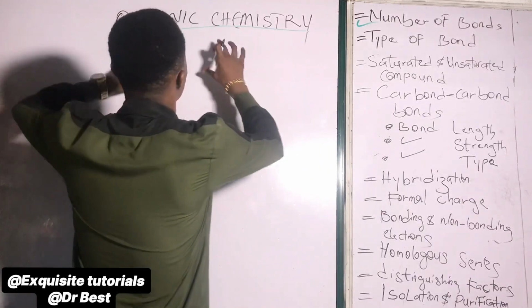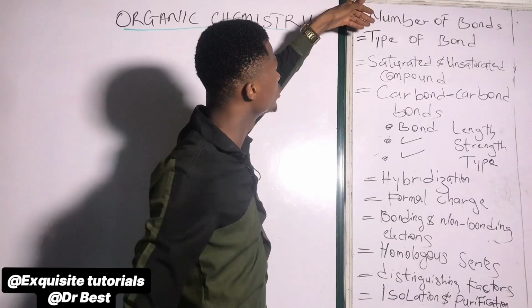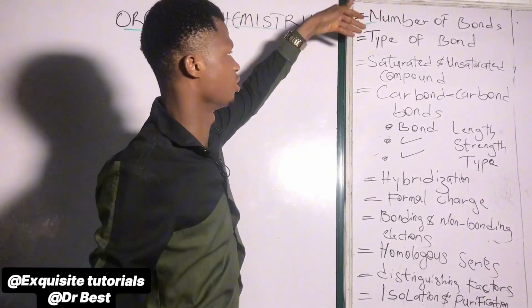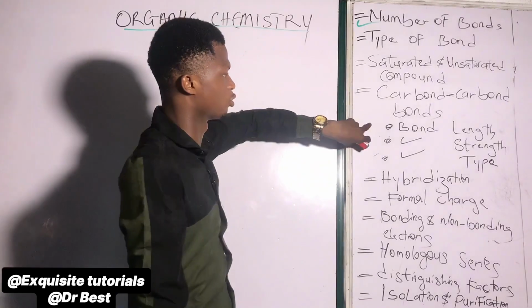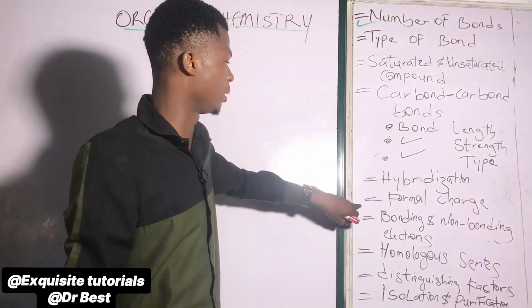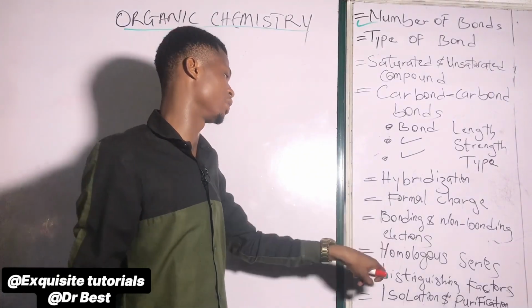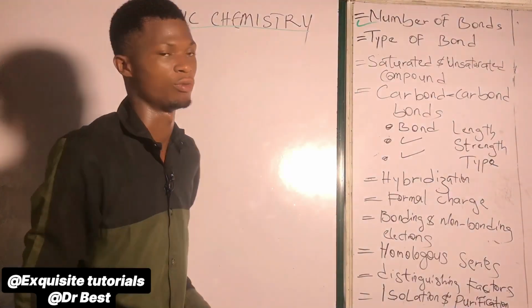Now we're going to look at organic chemistry. I'm going to look at these things: type of bond, number of bonds, type of bonds, saturated and unsaturated compounds, and carbon-carbon bonds. We'll look at bond length, bond strength, bond type, hybridization, formal charge, bonding and non-bonding electrons, homologous series, distinguishing factors, and isolation and purification of organic compounds.